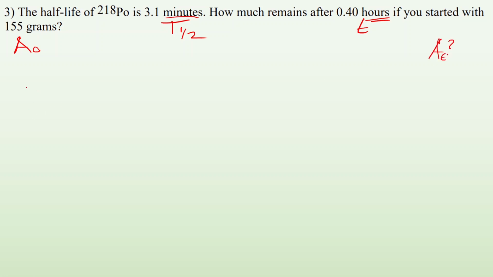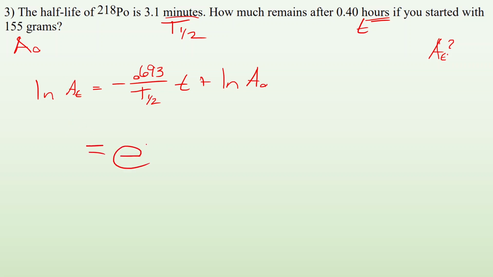So I start with the natural log of AT equals negative, I'm going to skip a step, 0.693 divided by T 1/2 times T plus the natural log of A0. Now they want me to solve for AT. How do I get AT out of the natural log? Well, you have to put the whole other side to the base of E. So it's E to the negative 0.693 divided by T 1/2 times T plus the natural log of A0, and all that is going to be in parentheses as the exponent. And that all equals the amount at some time.